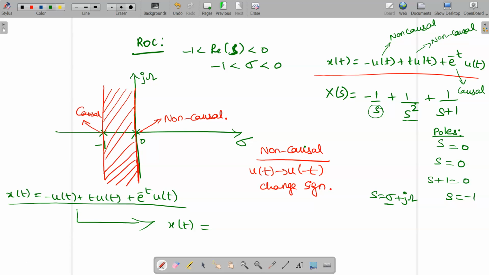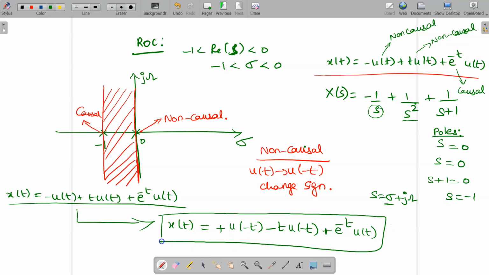So this term becomes, changing the sign means minus will become plus, u of t will become u of minus t. And again this is also non-causal, plus will become minus t, u of t will become u of minus t. This term is causal, right? So write the term as it is.